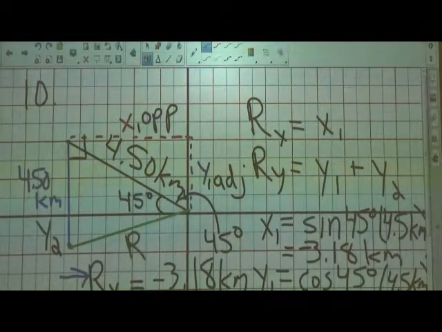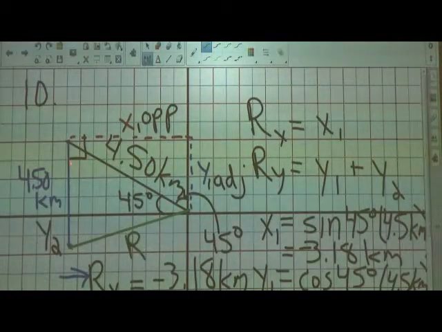Alright, hopefully you're not saying, oh my god, look at all that. So let's just look at this piecemeal. So here's the sketch. Here's our original vector. It's at 45 degrees and it's going north of west. And that represents 4.5 kilometers.